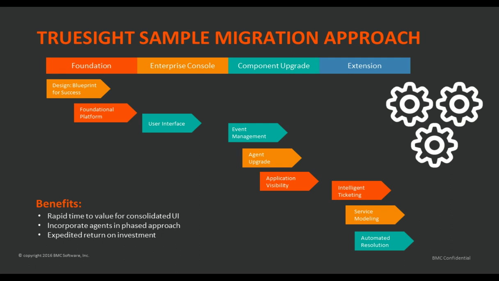So I upgrade all my cells, my event management workflow, I upgrade all my agents, and of course the thresholding and all of that, and then I upgrade my application visibility components. And at that point, I'm completely on TrueSight. I can decommission the old servers. And now I start thinking about how am I going to extend the solution by doing whatever, intelligent ticketing, service modeling, automated resolution, sky's the limit, right?